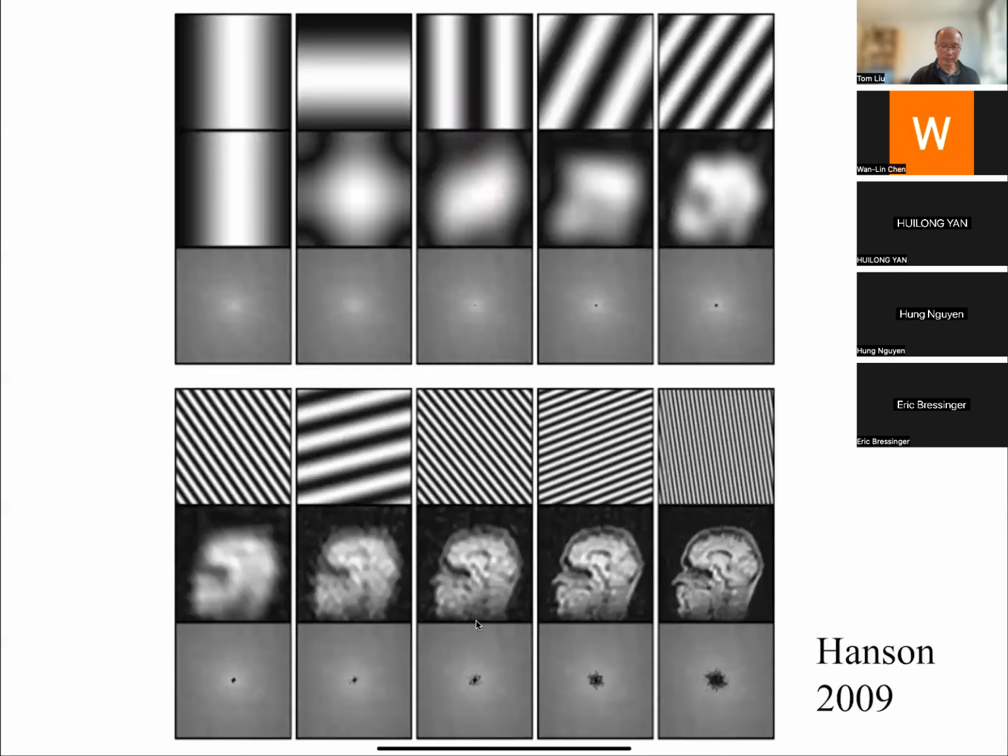And then as I add more and more components, you see the details filling in. And over time, I end up finally with something that looks like a head. So basically, every image is a sum of all these Fourier components.